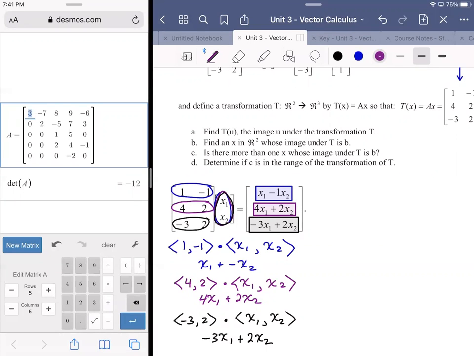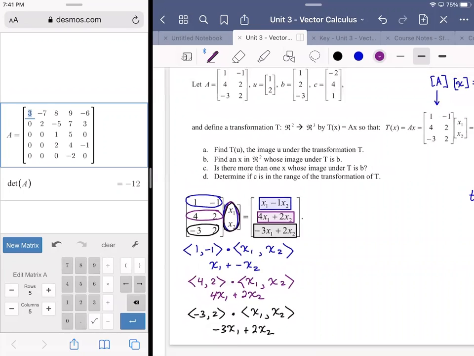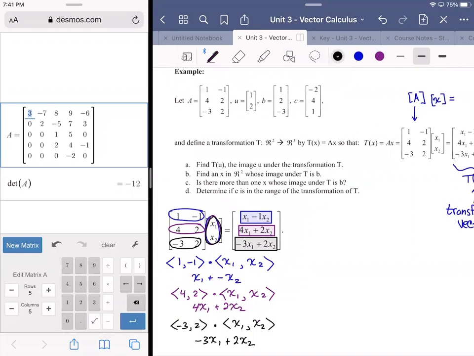These questions came directly from linear algebra. I think I just copy pasted them without even really looking. Let's see. Yeah, I mean, some of them are fine. Find TU, the image of U under the transformation. Yeah, I mean, A is fine.